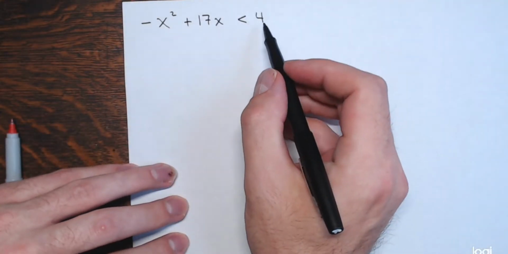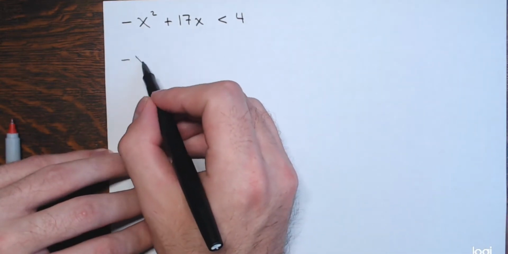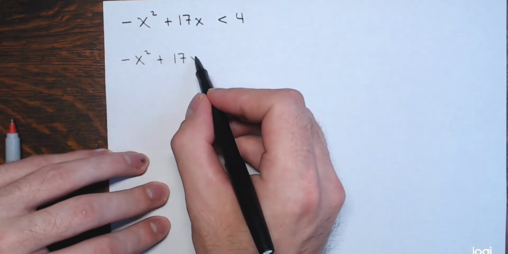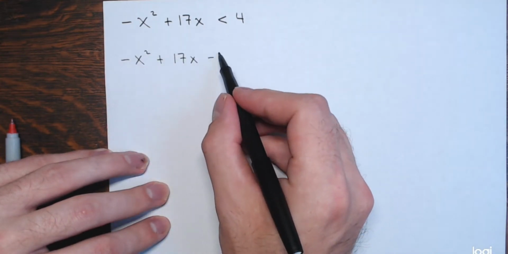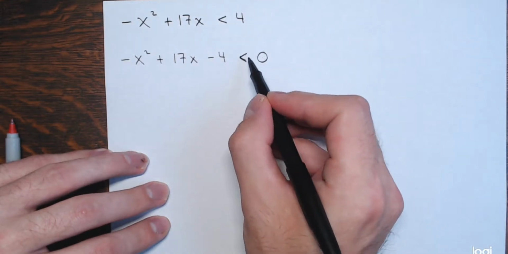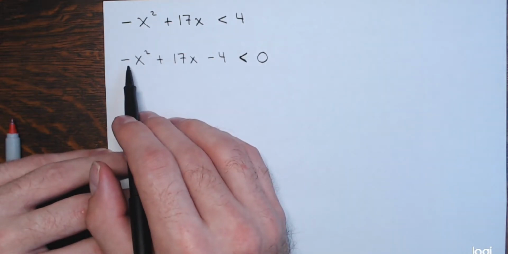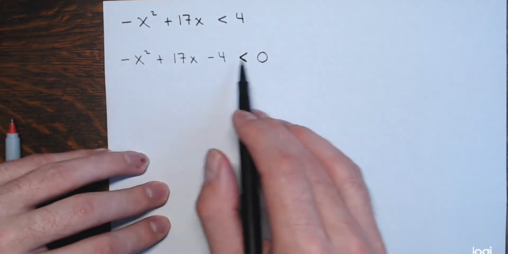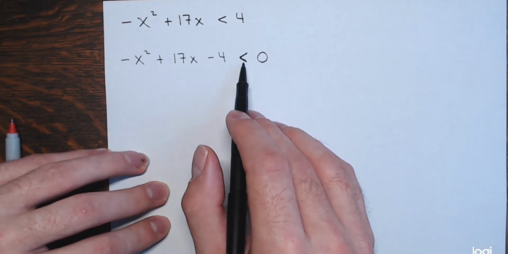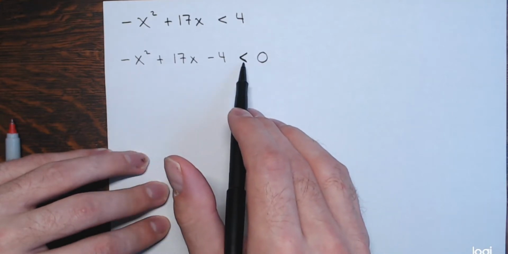Alright, so once again, first thing I'm starting with is taking everything to one side. So we have -x squared plus 17x minus 4 is less than 0. Now, if you don't like having a negative lead coefficient, we can multiply both sides by a negative number, but you just have to remember that the inequality symbol will flip. If I multiply both sides by -1, that would flip. So I'm just going to leave it like this.